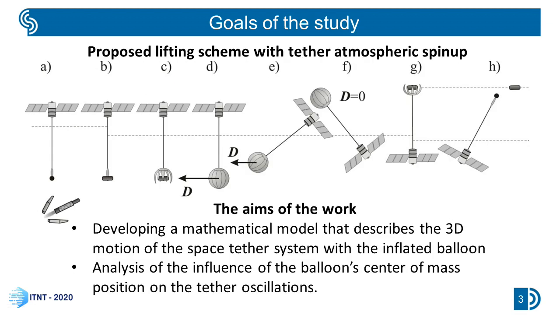Let's look at the proposed scheme. The stabilized space tether system moves in a circular orbit. A payload is lifted to a low orbit by a light rocket, and it docks to the module at the lower end of the space tether system.